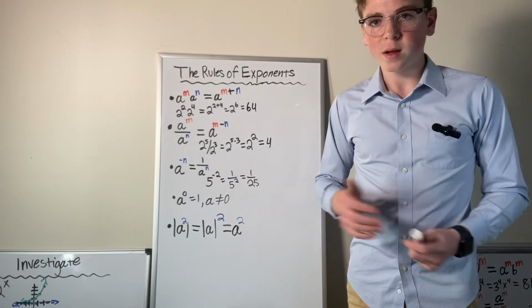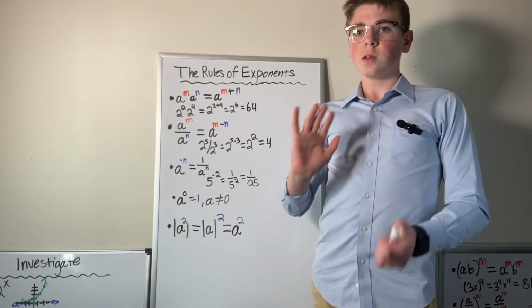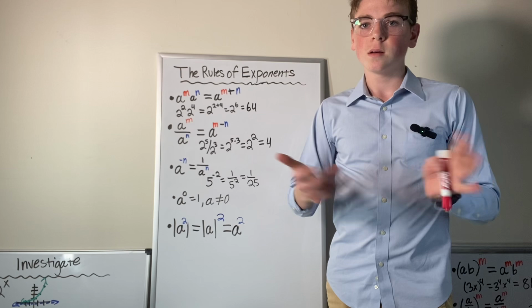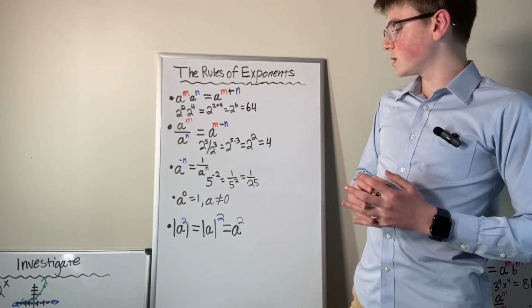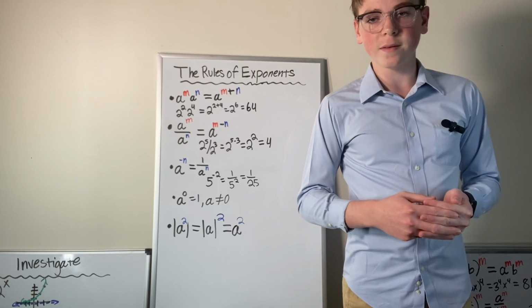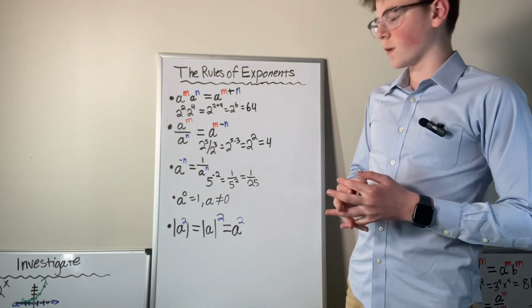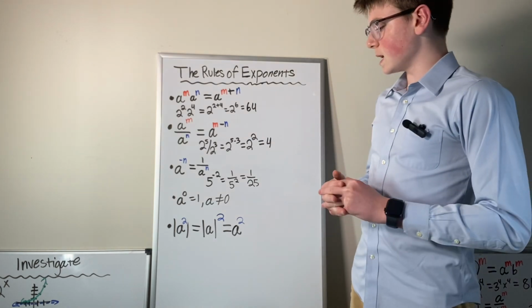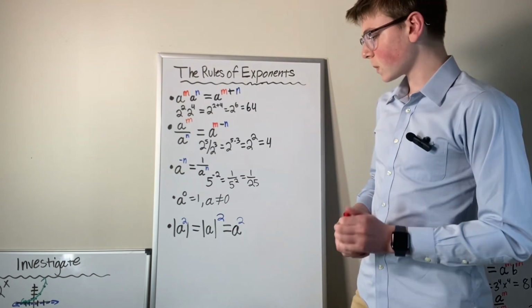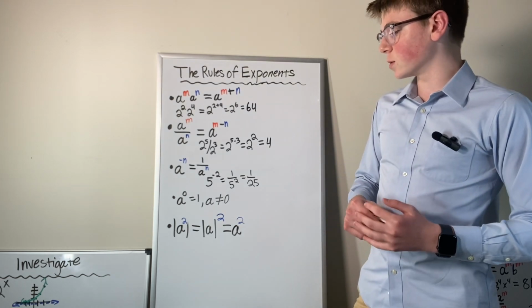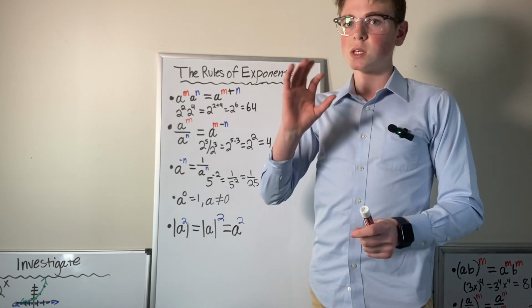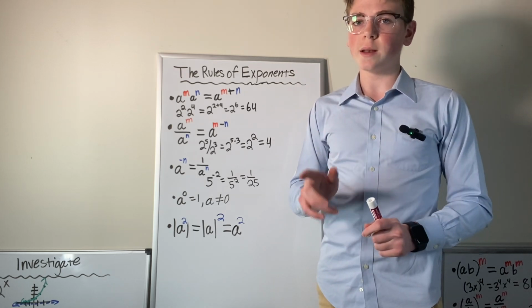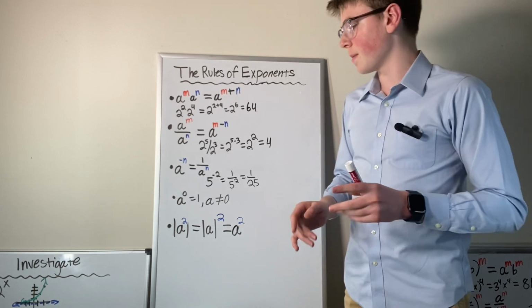a to the negative n equals 1 over a to the n. Well, we were just talking about that. When it's a negative exponent, you are just going to flip it and then do your normal things. So 5 to the negative 2 is equal to 1 over 5 squared, which is equal to 1 over 25. a to the 0th power equals 1, where a is not equal to 0. Again, any base to the 0th power is equal to 1 if the base is not 0.